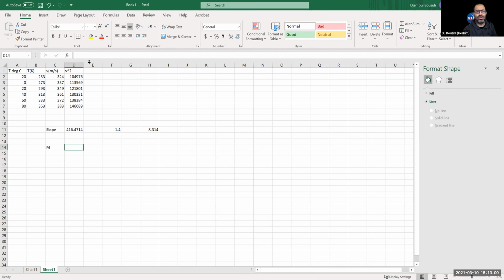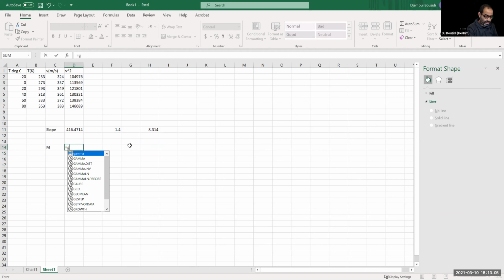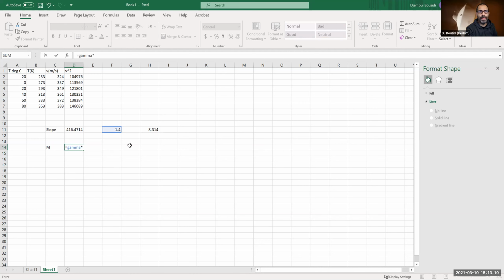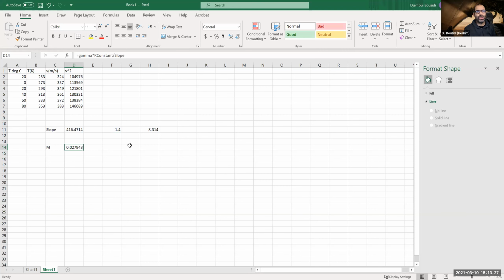Okay, so now we come into this formula and write just that formula, equals, remember, it's gamma times R constant, divided by the slope. Okay, and that is the value 0.00, except that this is in kilogram. We have to convert this into grams and look at the periodic table. So M, this is in kilogram.